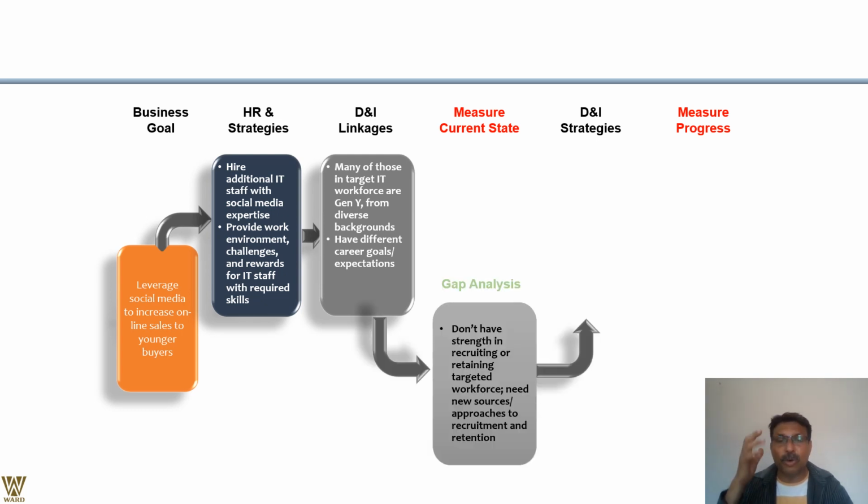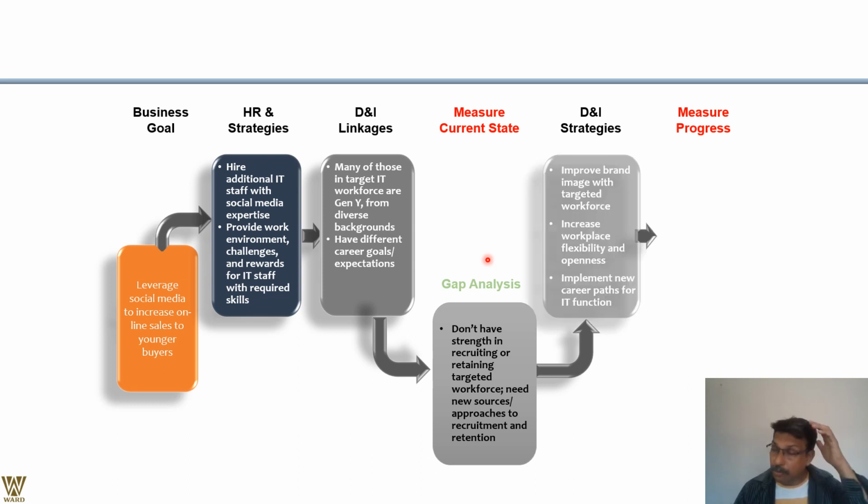Now this is what we need to go around here. This is where we need to identify the gap. So measure the current state. Where is the gap? What is your strength in retaining and recruiting workforces? Need to ensure that there is a newer approach to recruitment and selection. That is what will improve your brand image. That is what will improve the relatability quotient between your product and services and the end consumers.